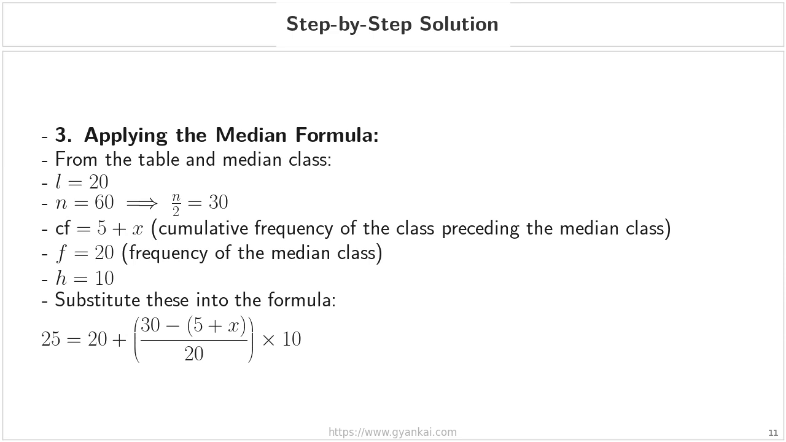Now, let's substitute all these values into our median formula. We start with our given median of 25. This equals 20 plus the quantity of 30 minus the quantity 5 plus X, all divided by 20 multiplied by 10. As we will see in the next slide, we will use algebra to simplify this expression and solve for our missing variable, X.